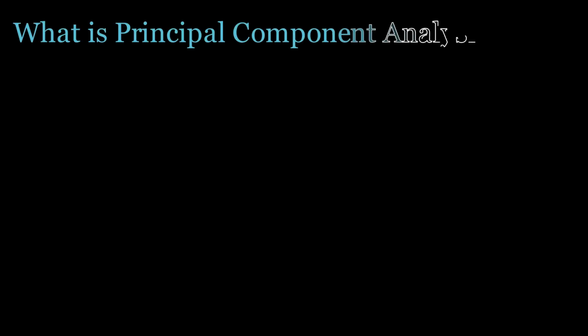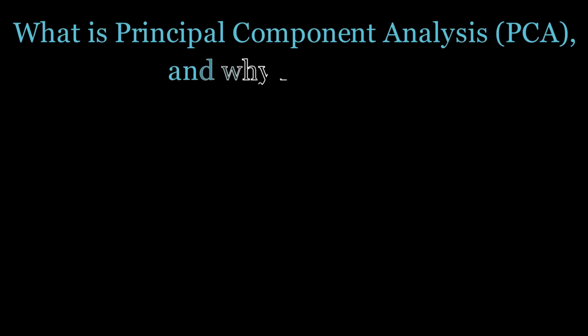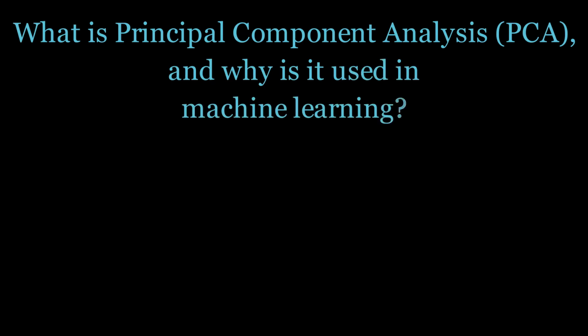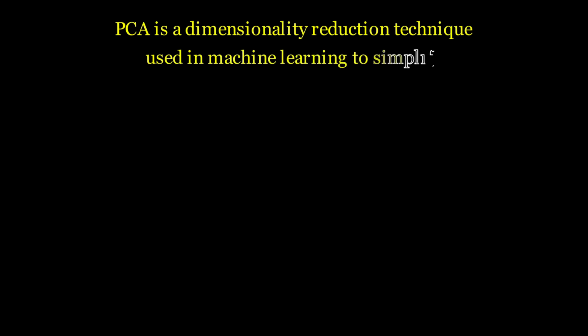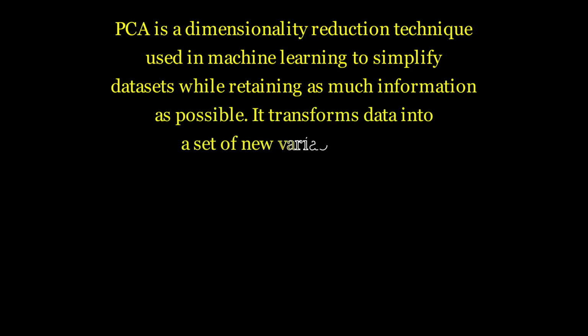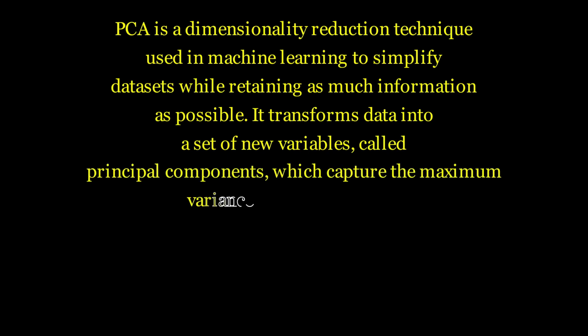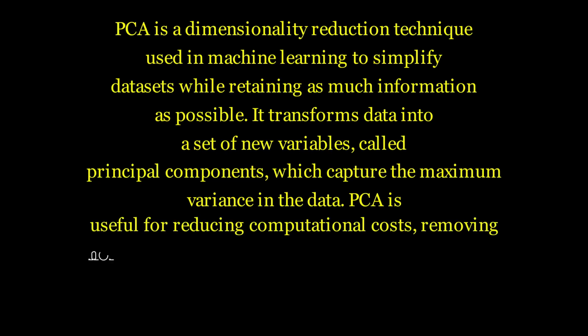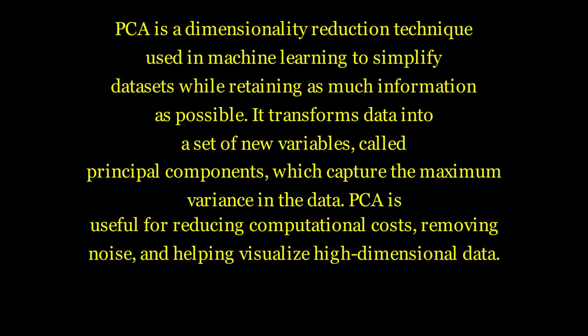What is principal component analysis (PCA) and why is it used in machine learning? PCA is a dimensionality reduction technique used in machine learning to simplify datasets while retaining as much information as possible. It transforms data into a set of new variables called principal components, which capture the maximum variance in the data. PCA is useful for reducing computational costs, removing noise, and helping visualize high dimensional data.